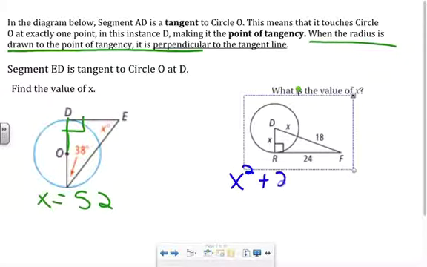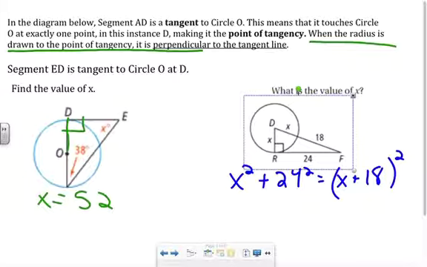Okay, x squared plus 24 squared, nothing too difficult there. It's when we get to the hypotenuse that students tend to cringe a little bit. The hypotenuse, notice, is x plus 18. And when I'm using that Pythagorean theorem, it's x plus 18 that I'm squaring.